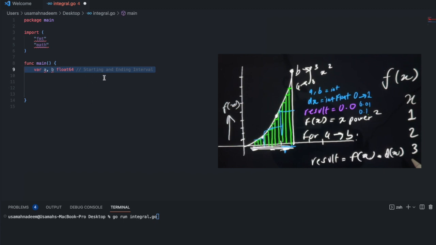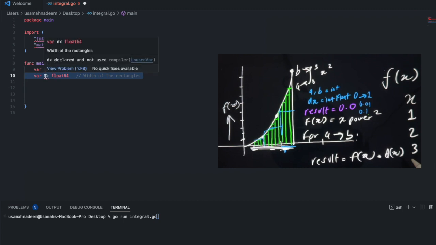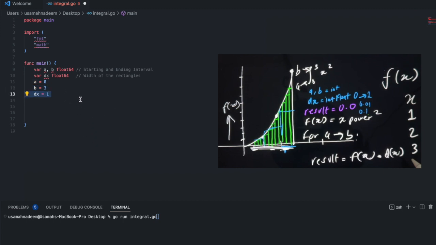So first we have our starting and ending interval, a and b. Then we have our dx, which is the width of the rectangle. Then I'm going to declare a as 0 and b as 3. So from 0 to 3, and our dx as 1. Now I have our function declared right here, f of x is a function that just says return x squared. Math.Pow, so the power of x squared.